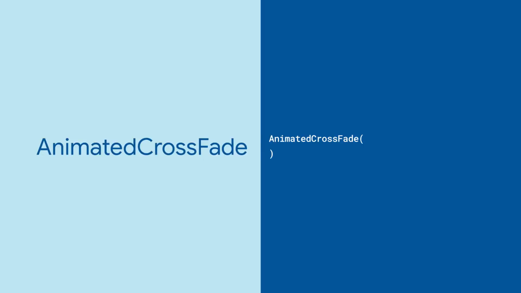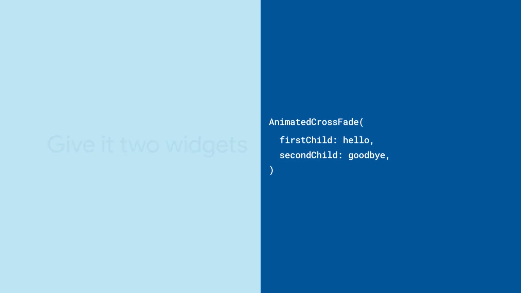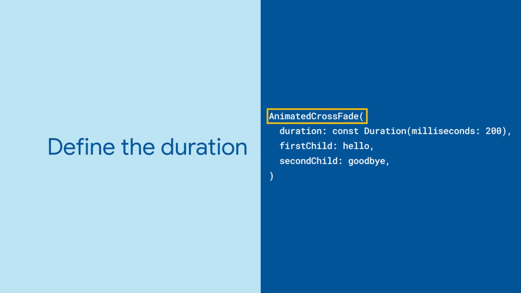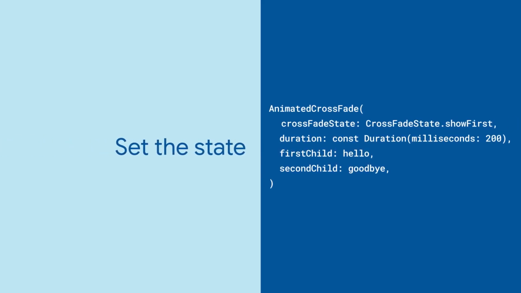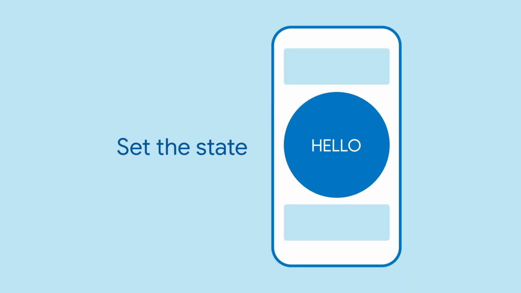It's called AnimatedCrossFade. Provide the crossfade widget with two children, first child and second child. Tell the AnimatedCrossFade how long it should take to animate. Lastly, set what widget to show. Here, we are only ever showing the first widget, which is not very useful.